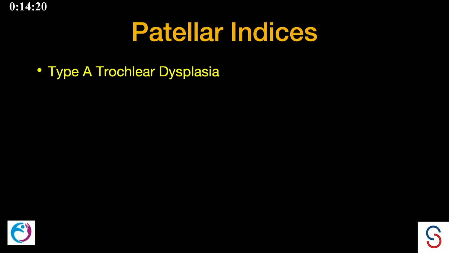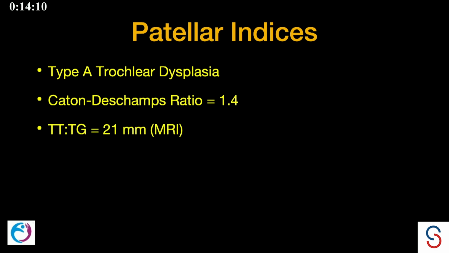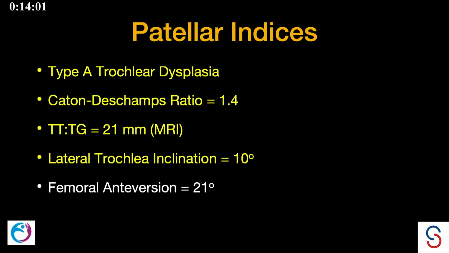All right, so these are her patella indices. She had a type A trochlear dysplasia, and trochlear dysplasia is present in more than 80-85% of patellar instability cases. Her Caton-Deschamps ratio was 1.4, which is significantly increased. Her TT-TG is 21 on the MRI. Remember, for an MRI, the cutoff values have to be lower. The trochlear inclination angle was 10 degrees.